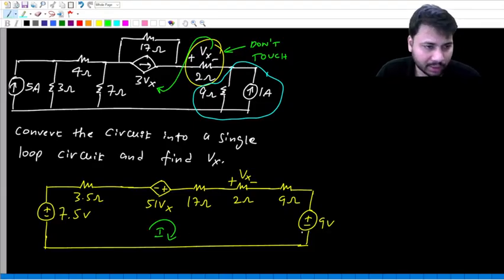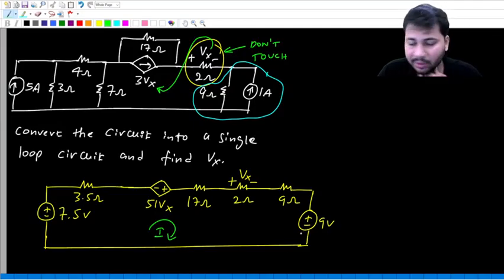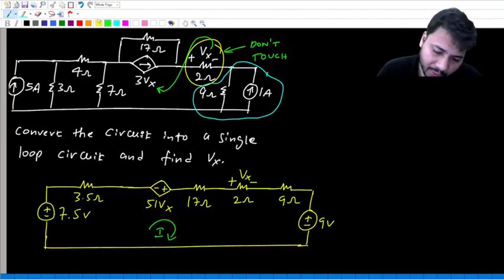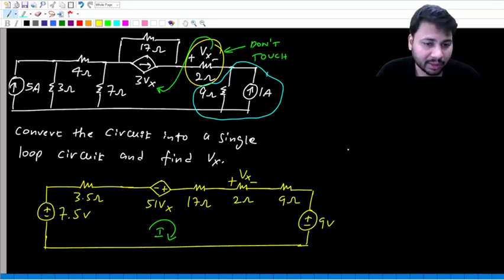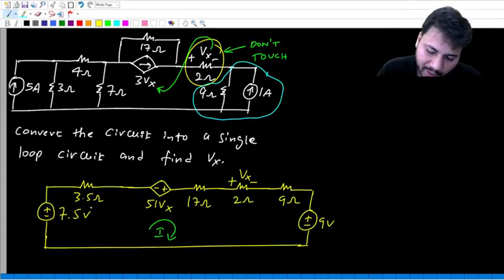Now these two voltage sources should be added or subtracted. Minus of this is connected to minus of this, so you have to subtract. Always subtract small from large, 7.5 from 9. 9 minus 7.5 is 1.5. So if you want, you can replace the two voltage sources with a single voltage source. In fact, this 9 volt will become 1.5 volt, and the 7.5 will become a short circuit.